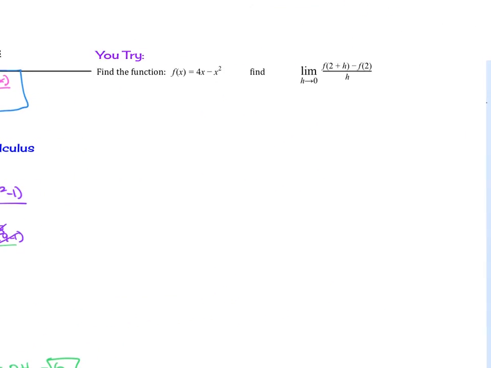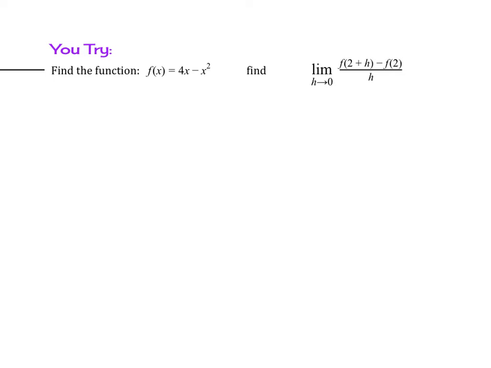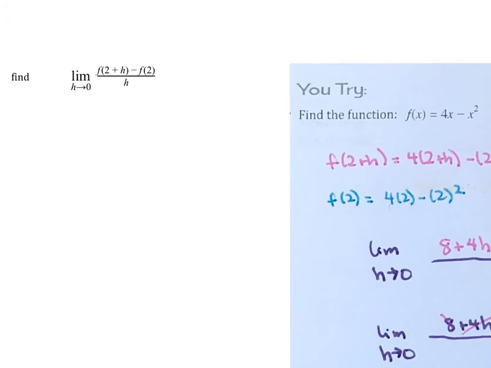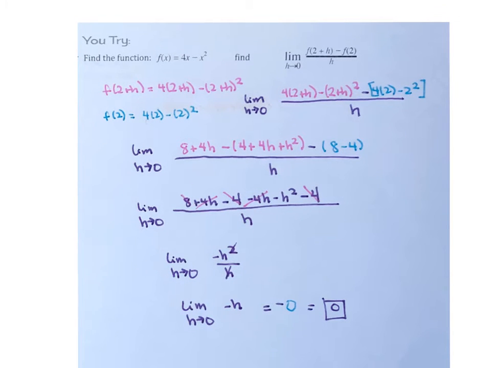So try this next example out on your own. Find the function f of x equals 4x minus x squared, and then find the limit as h approaches 0 of f of 2 plus h minus f of 2 over h. So plugging this in, you would find that the answer is 0 after all of that. But notice it's not 0 over 0, right? You can't have 0 over 0. But once you plug everything in and do the algebra involved, you will find the limit as h approaches 0 is 0. You do this quite a bit in calculus, and we'll do this in the rest of this chapter as well. So you'll get some great practice on this topic.